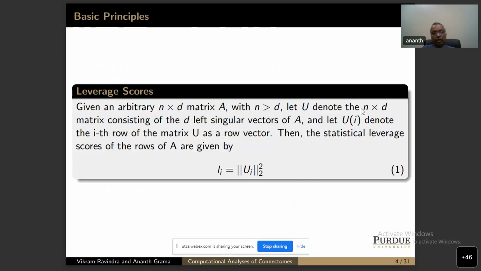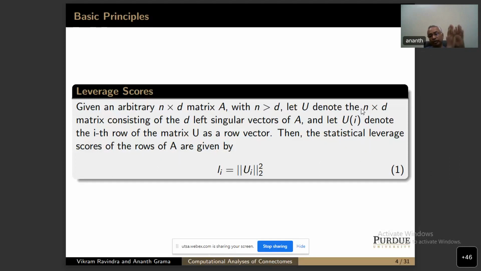So this is not our work. This predates us. We just happened to find this and use this, which worked very well for us. So leverage scores work as follows. If I'm given an arbitrary n by d matrix A, n is much greater than d in our case. Let's say you've computed an SVD of this matrix, and let U denote the left singular vectors of A. I'm going to take one row of these left singular vectors. And so U_i denotes the ith row of the matrix U.